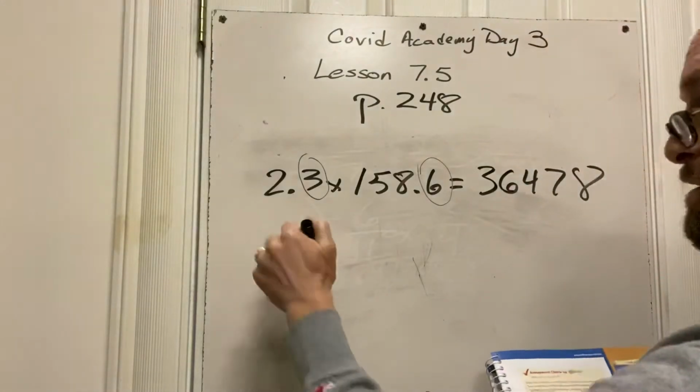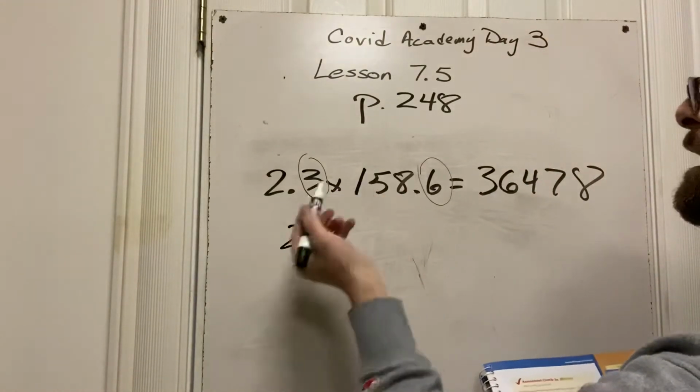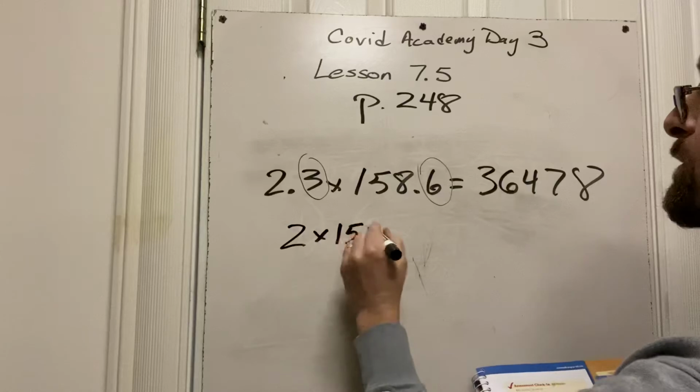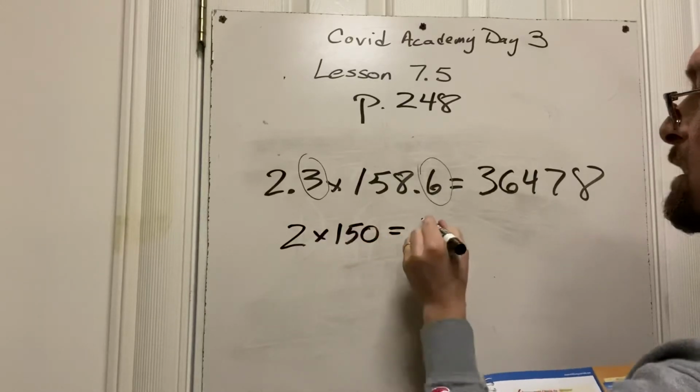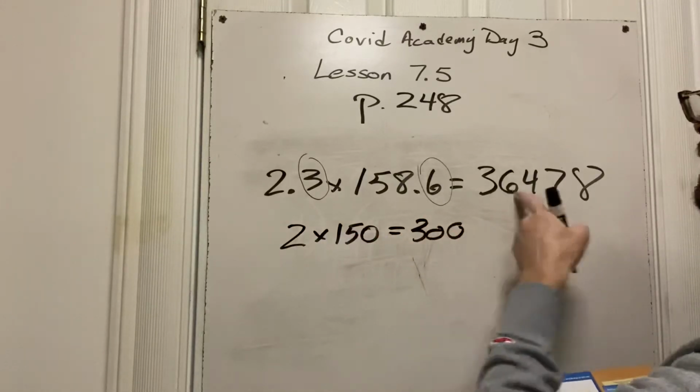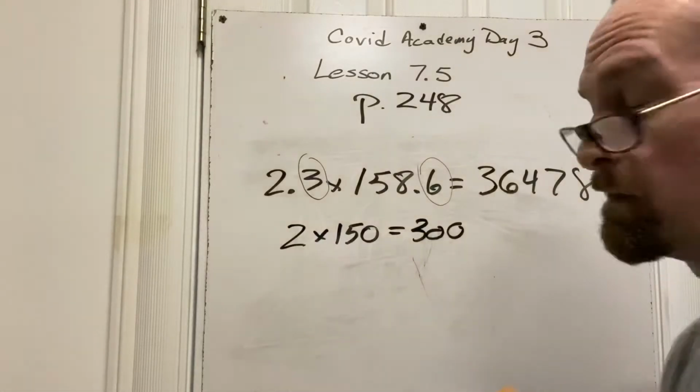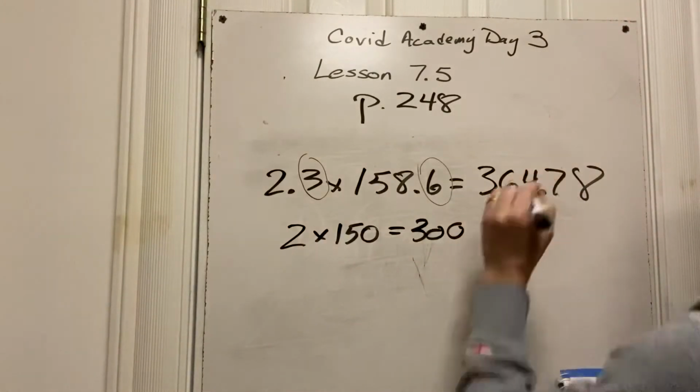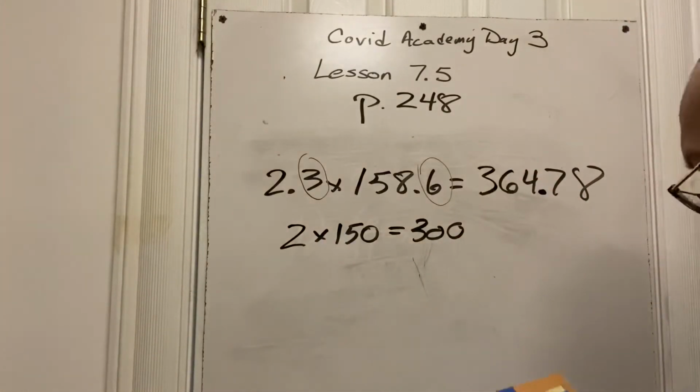They want you to do this: this is about 2 times, let's just call it 150. So our estimate would be about 300. So I have to put a decimal in here so it's somewhere near 300. Boom. Right there is the only spot. All right.